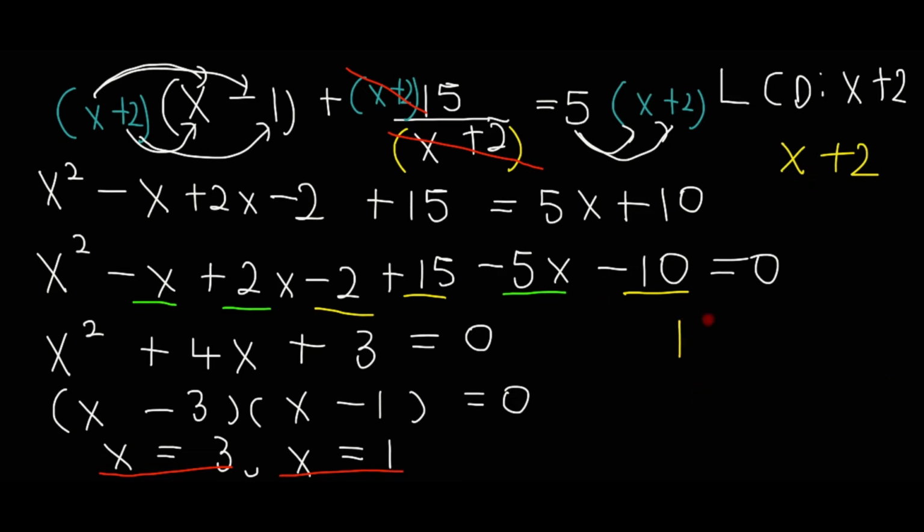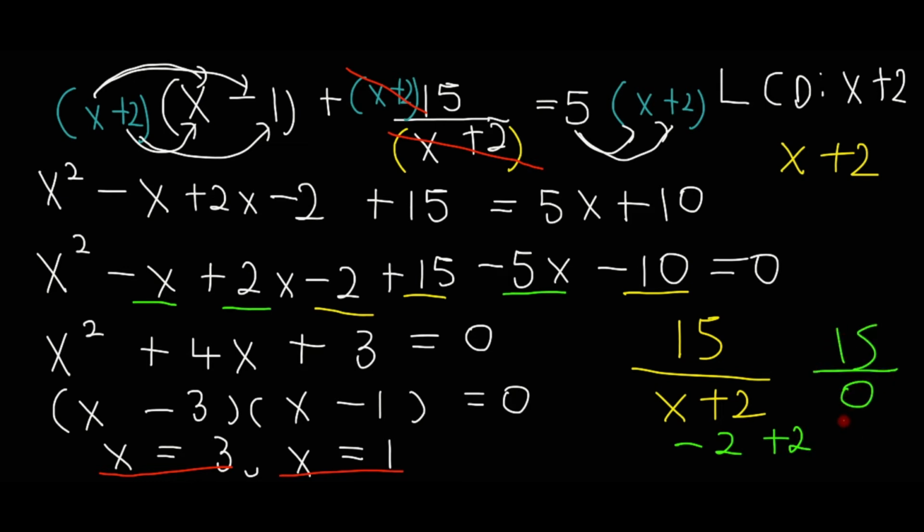So here we have 15 over x plus 2. If our x is negative, we would have minus 2 plus 2, and then we would have 15 over 0. And then we know that any number divided by 0 is undefined. So we avoid that part. So it is always important to check your answer. If there is any value that, when you substitute it on the x in your denominator, gives 0, make sure you take that answer as where it's not equal to.